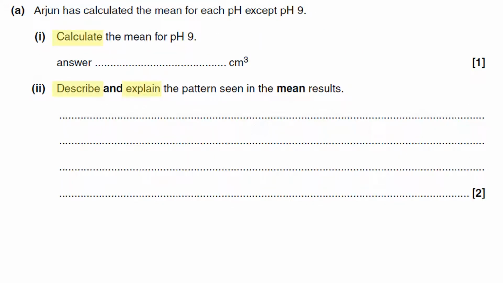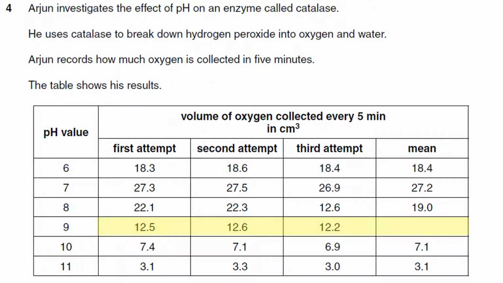So Arjun has calculated the mean for each pH except pH 9. Calculate the mean for pH 9. So that's the first of 3 command words in this question. So let's have a look. How do we calculate the mean? We've got 12.5, 12.6, and 12.2. So you add those up, you sum them, you press equals on your calculator, and then you divide by the number of figures there are, which is 3. So divide by 3, and you should come up with the answer 12.4.